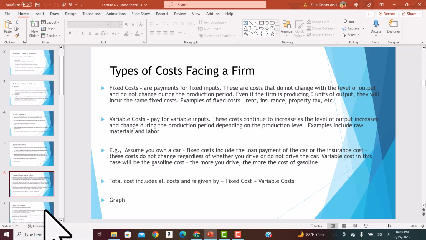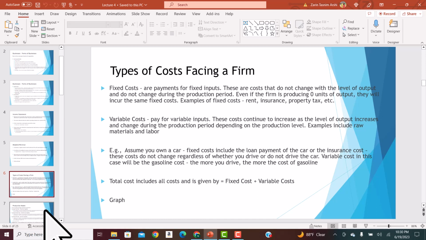I want to give a very simple example. Let's say you own a car. A fixed cost on the car would be the loan payment. If you have a loan on the car, no matter whether you drive the car in a month or not, you still have to pay the loan payment in a particular month. Same for insurance costs. That's a fixed cost. Whether you drive or not, you have to pay insurance costs.